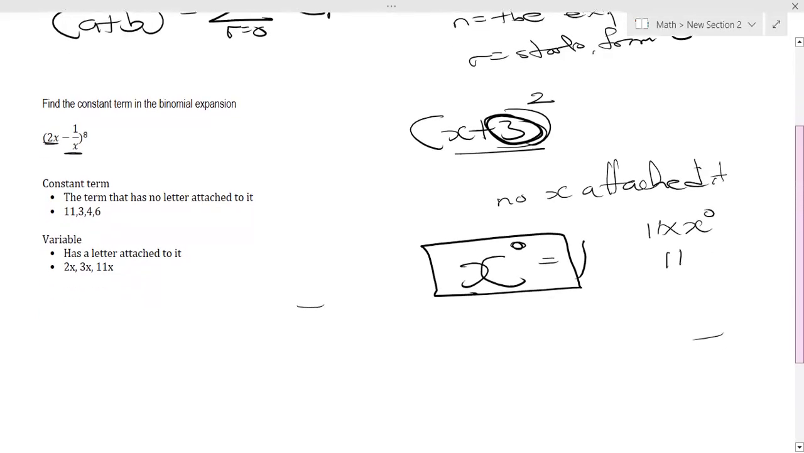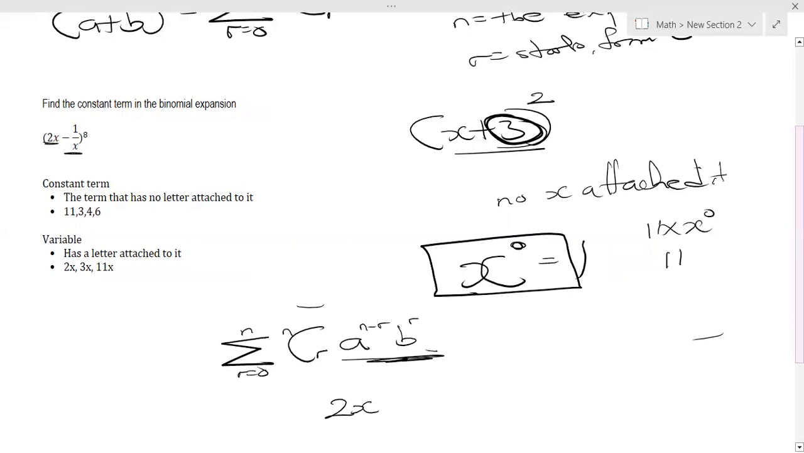We go back to the formula. So we have the summation from r equals 0 of nCr, a to the n minus r, b to the r. Our first term is 2x. We have to find r first, so let's focus on this part first. Our first term is 2x, raised to power 8 minus r.